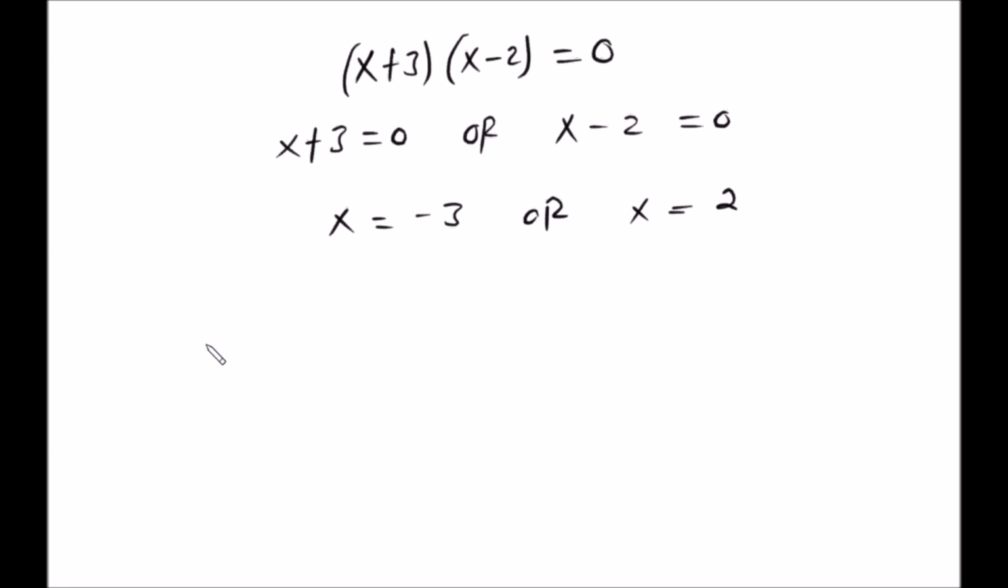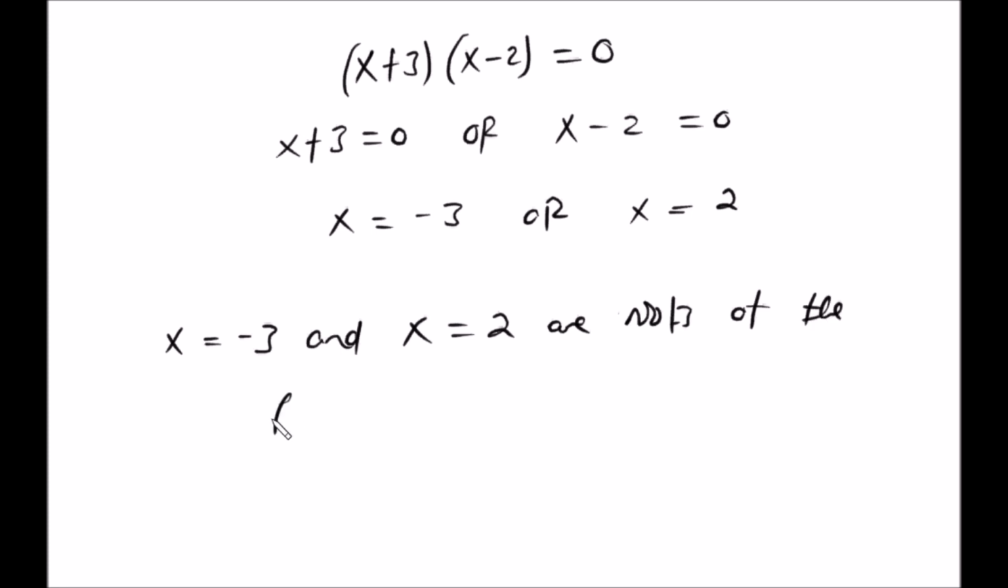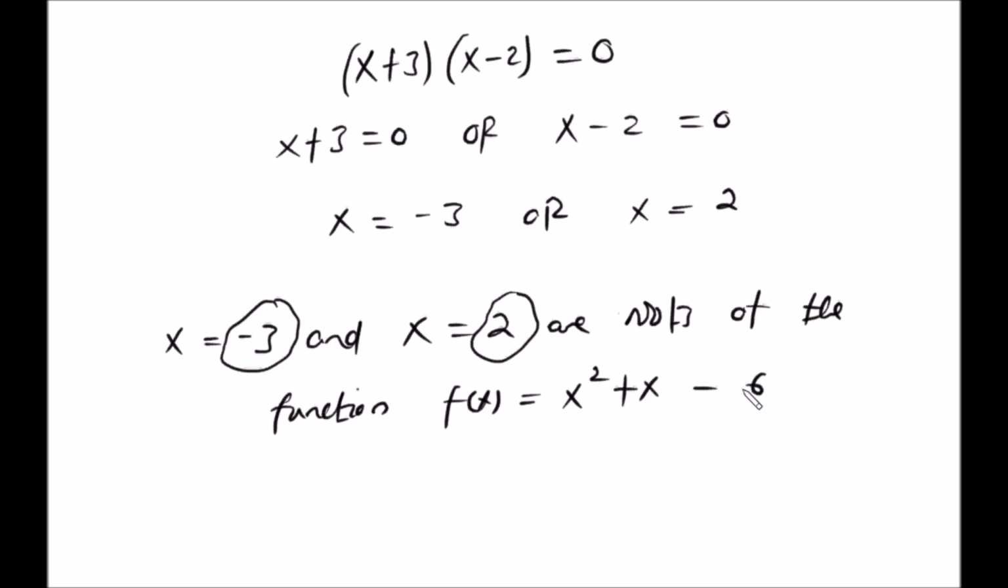So x equals negative 3 and x equals 2 are roots of the function. Negative 3 and 2, you can say negative 3 and 2 are roots of the function f of x equals x squared plus x minus 6. So determine the roots: negative 3 and 2. So let's see example 2.